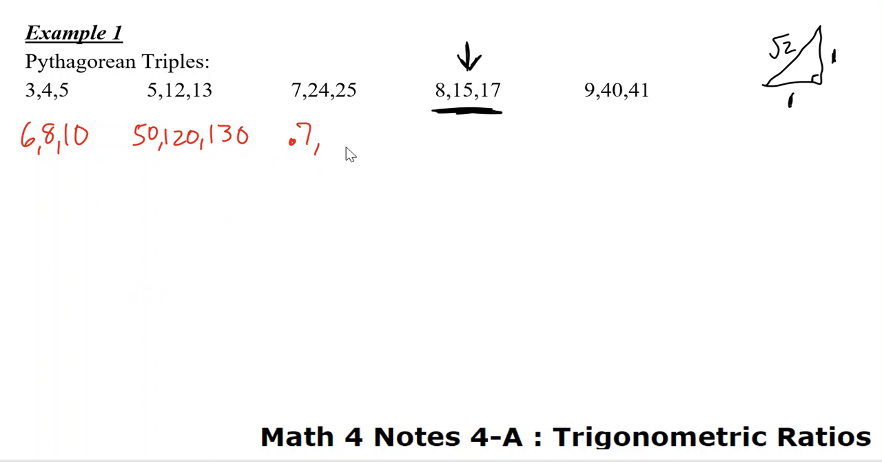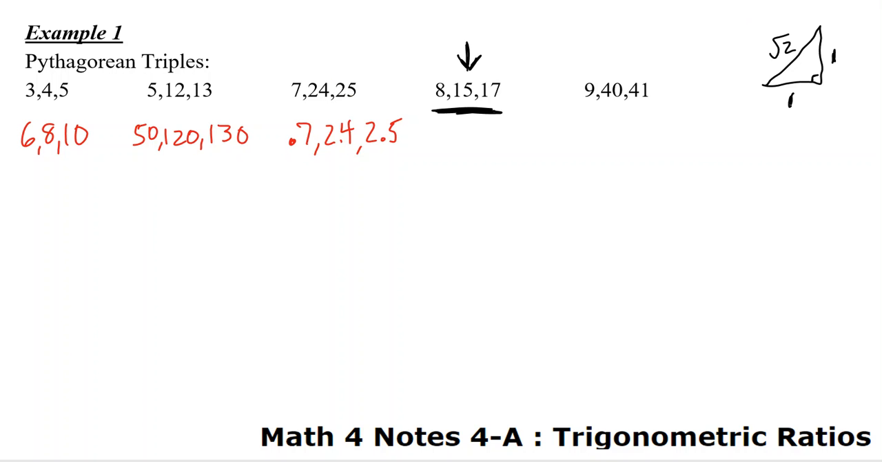I can multiply everybody by 0.1 and move the decimal over one place, and it still works. Now, those aren't exactly whole numbers, but still, I would consider them a part of that family because they are basically one multiple away from being 3, 4, 5, or 7, 24, 25, that sort of thing.